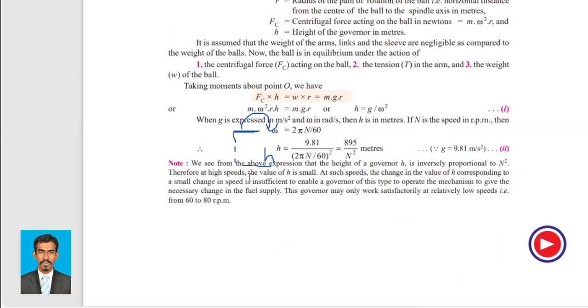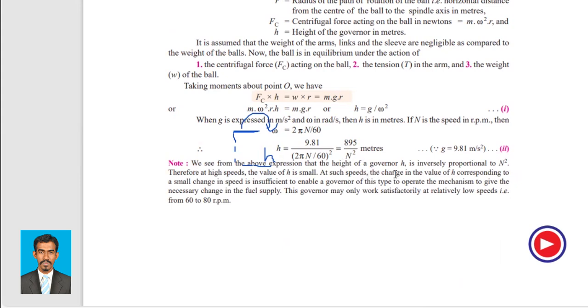Okay. Therefore, at high speeds, the value of h is small, right? H is inversely proportional to n squared, and therefore, at high speeds, the value of h is small. Why small? Because it is n squared. Here only h, right? So say for example, if you put 10 here, your equation will show it as 100, right? Why is that? It is squared. And that's why at high speeds, the value of h is small.